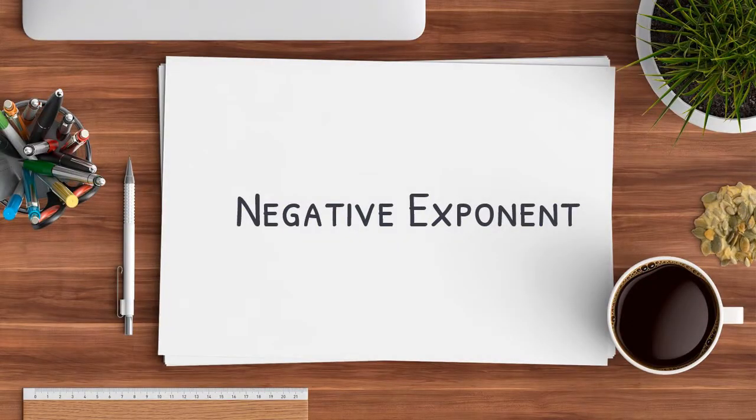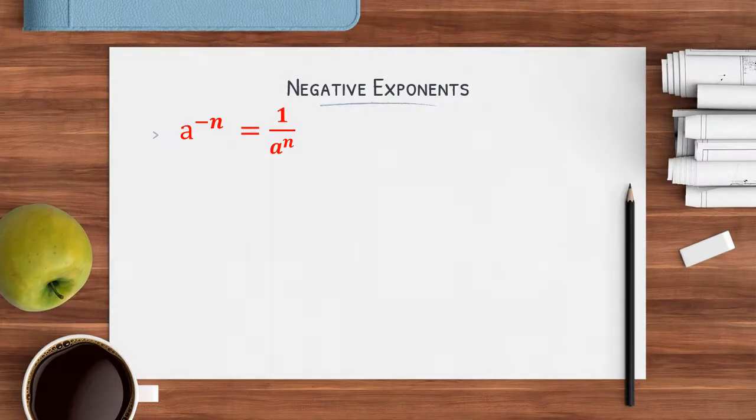Next, let's have the negative exponent. When we say negative exponent, the exponent is negative or less than 0, like for example, negative 1, negative 2, negative 3, and so on. As you can see, the exponent of a is negative n. So change it into a fraction to change negative n into positive n.